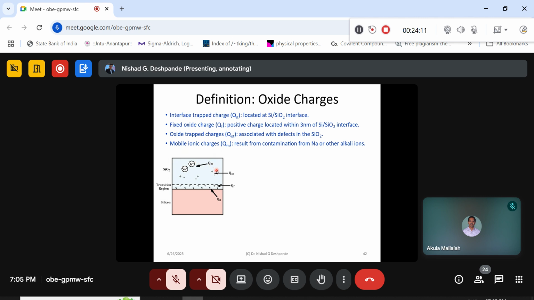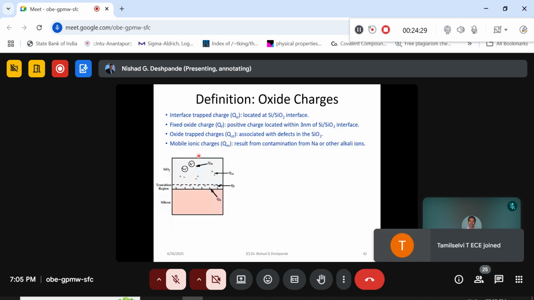Okay, what about this? So the densities, if we try to discuss the densities, are again in the same range of 10 to the power of 10 to 10 to the power of 12 per centimeter square. Okay.